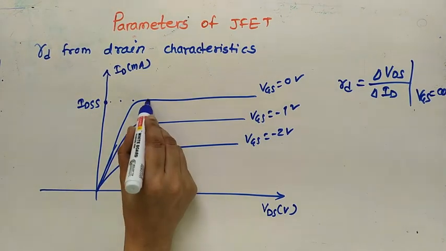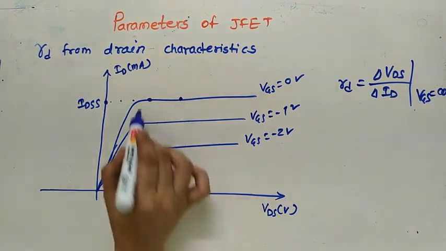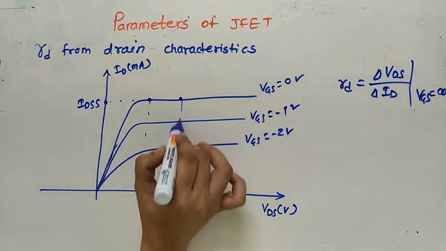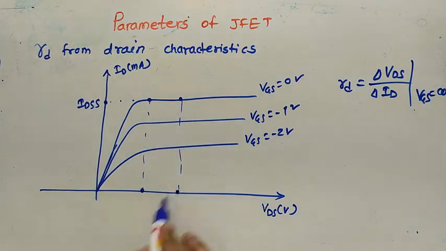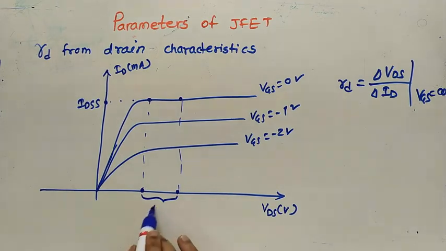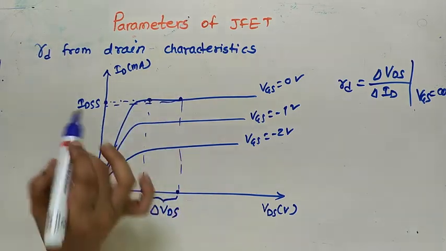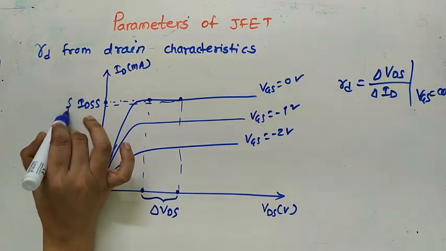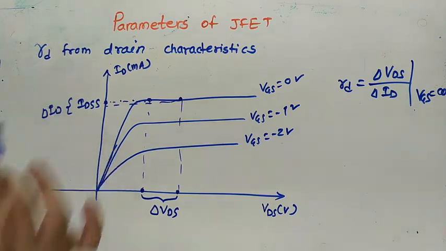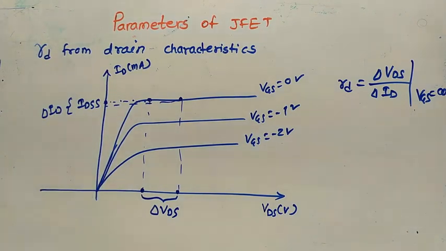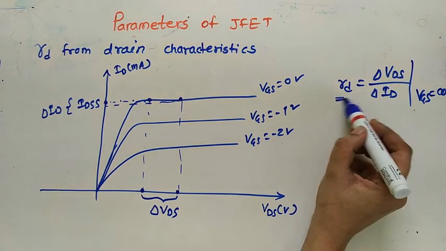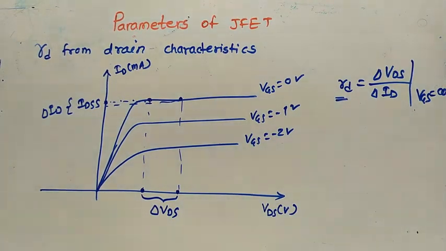Here we can select any 2 points on this characteristics, project that vertically, we'll get these 2 points, and the difference between these 2 points is nothing but change in VDS voltage. Similarly, we can take the difference between these points, that is nothing but change in ID. So by this way we can calculate the dynamic drain resistance RD from drain or output characteristics.